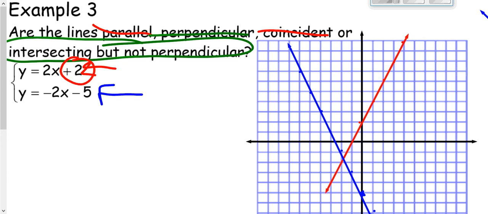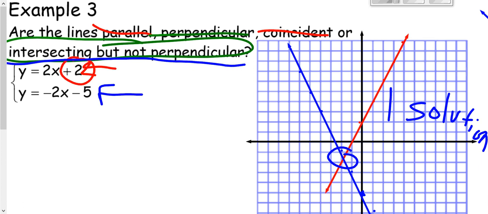So notice how many times do they intersect? They only cross one time. They cross right here. Okay, so that means that they would have one solution if you're asked that question. Again, this question was asking us what's the relationship. These lines are intersecting but not perpendicular. And here's why they're not perpendicular. Take a look at this.